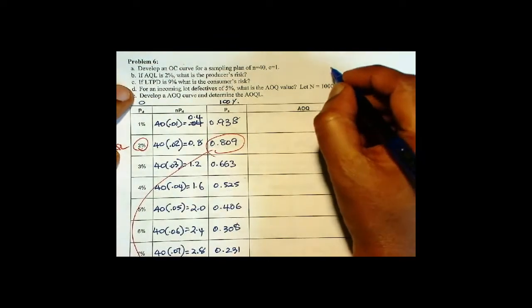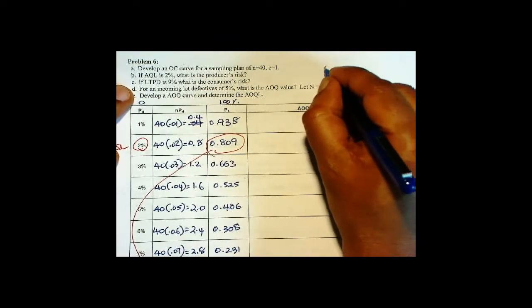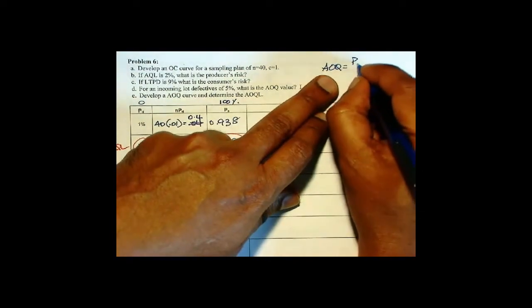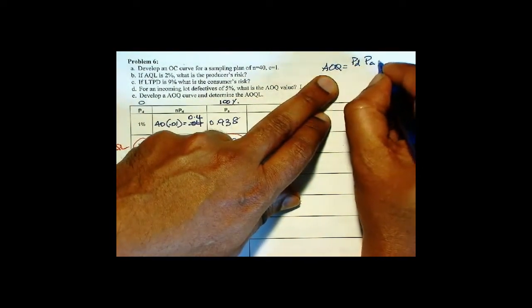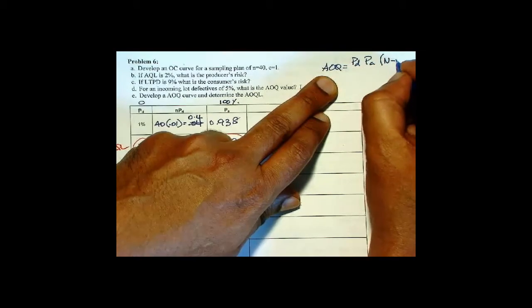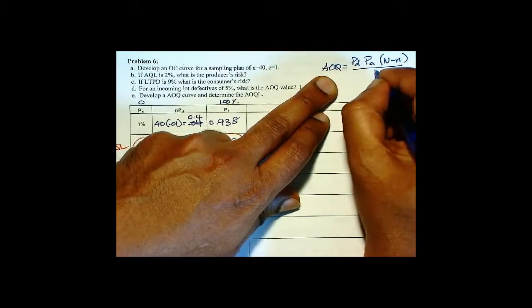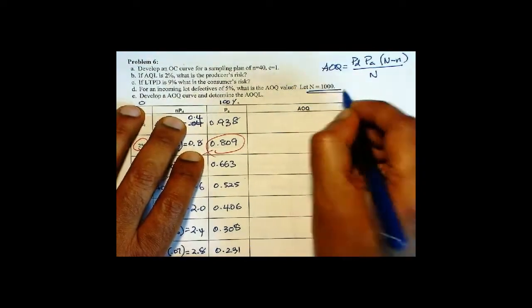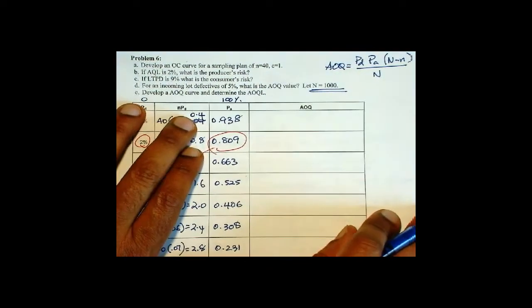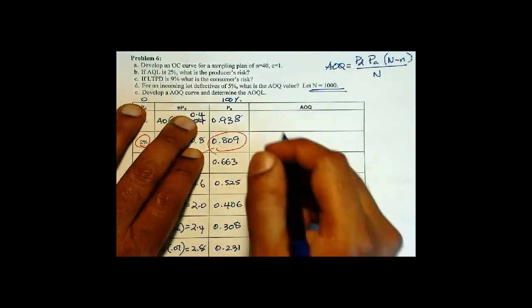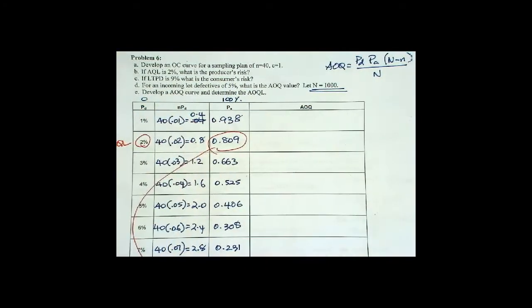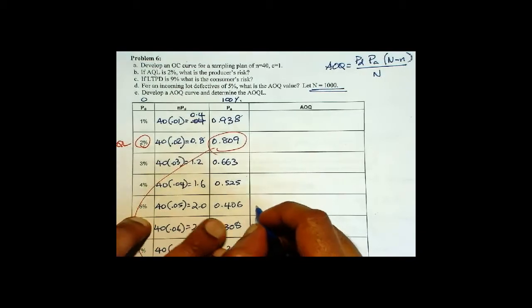So remember, the AOQ formula is P sub D times P sub A times (N minus n) over N. And we are assuming that the lot size is 1000. If you want to compute only for 5%, then you can compute it. Okay, I'll compute it right here.